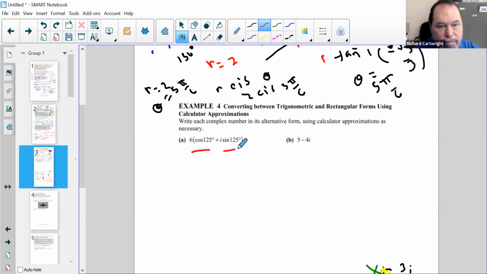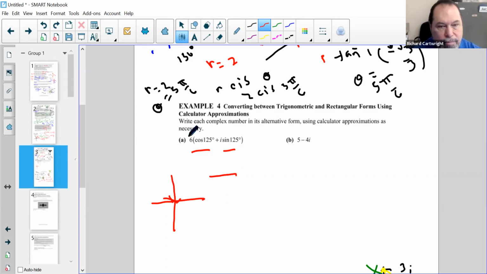Is 125 a special angle? I think it is. Could I do any work to help you out? Let's see, this is 45, this is 90. Oh, I'm thinking of 135. Oh, no, can't help you. It's not a special angle. Just type it in your calculator and give it a couple decimal places, and I should be seeing you give me a number.